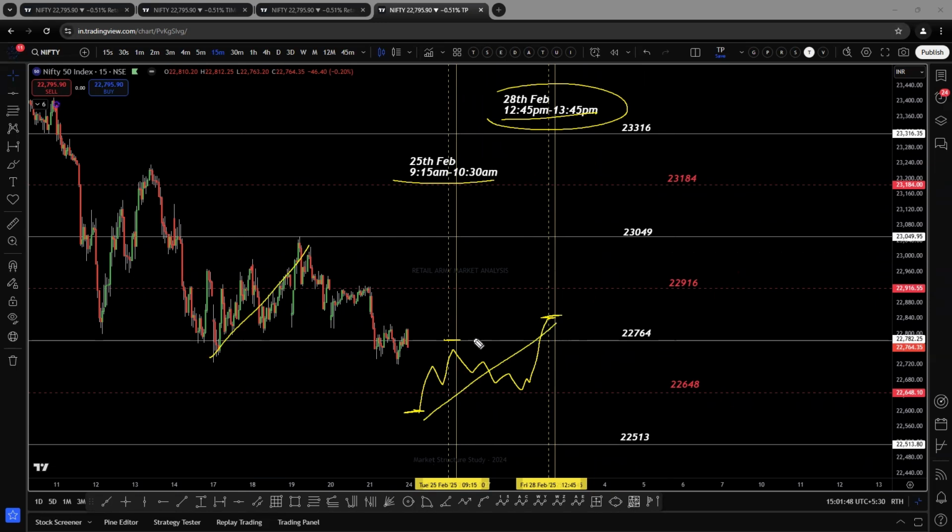But again, this is only speculative. We are not predicting where the market is going. We are making a probabilistic path. We need some confirmations here, only then we can plan the further move ahead.